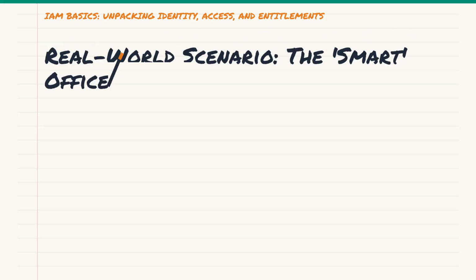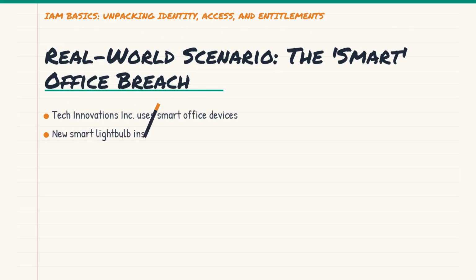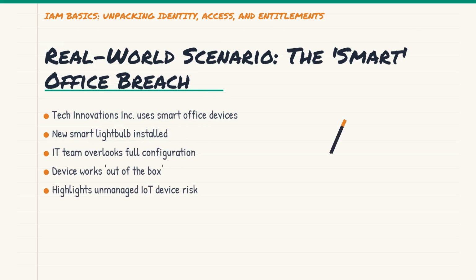Alright, let's look at a concrete real-world scenario. Imagine a company, Tech Innovations Incorporated, that's very modern and has deployed smart office devices everywhere, smart lighting, thermostats, even smart coffee machines. One day, a new, fancier smart light bulb is installed in a break room. The IT team is busy with other projects and doesn't get around to fully configuring it. It just works out of the box. Sounds convenient, right? But this convenience often hides a lurking danger. This is a classic example of an unmanaged IoT device entering an enterprise environment.